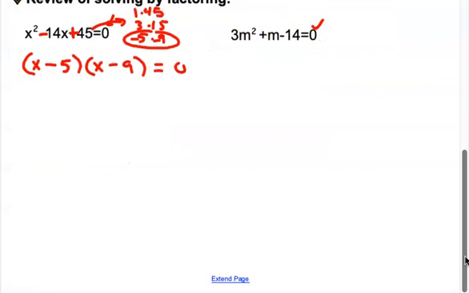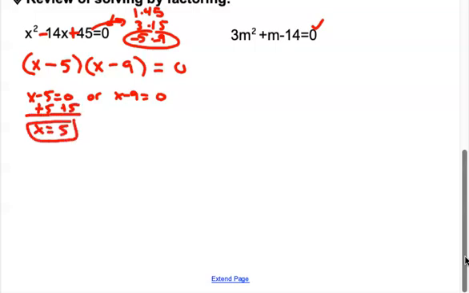It doesn't matter which one I put where. But then I solve by factoring by splitting this up into 2 situations. If this product equals 0, I use the zero product property, and I know that if x minus 5 times x minus 9 is 0, either x minus 5 equals 0 or x minus 9 equals 0. Both of these solve with just one step.